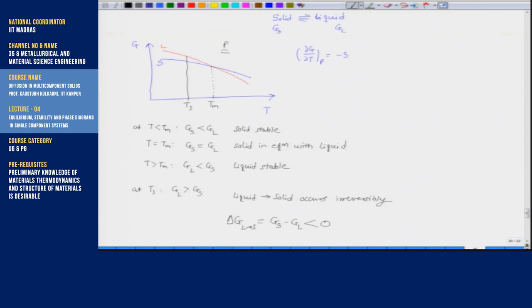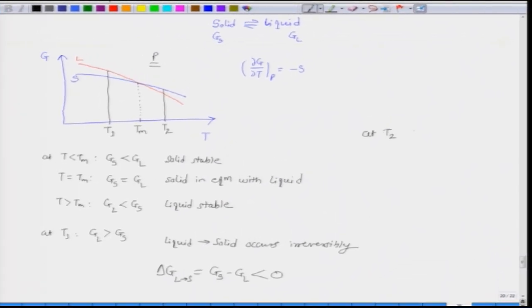Similarly, if we could heat this solid to a temperature greater than Tm, we know that now the solid has a higher Gibbs free energy and it has to transform to liquid. So there will be an irreversible melting. So delta G for solid to liquid will be Gl minus Gs, again less than 0. And so at T2 there will be an irreversible melting.